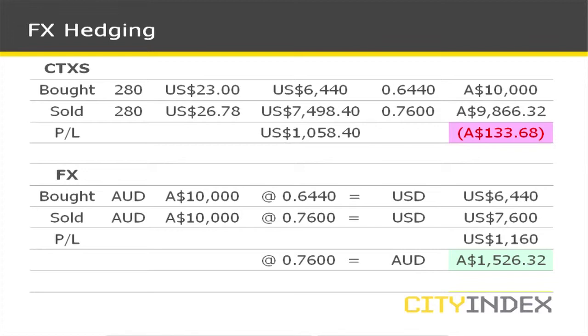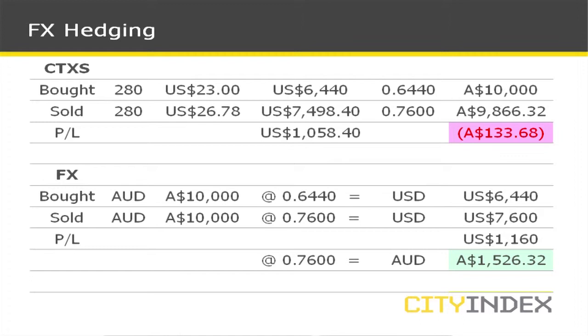So looking at the Citrix trade, we bought them at 23, sold them at 26.78. In US dollar terms, we made $1,058.40. But when we did all the conversions back into our home currency, in this case Aussie dollars, we lost $133.68.